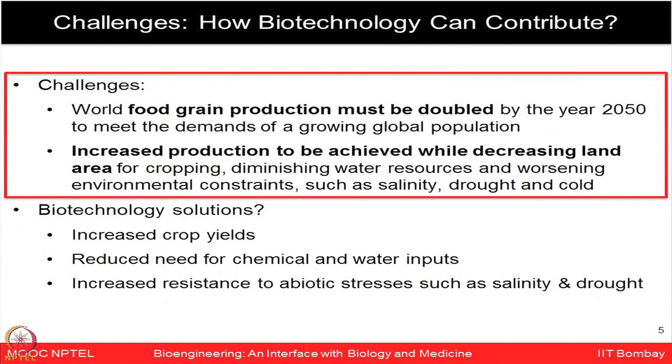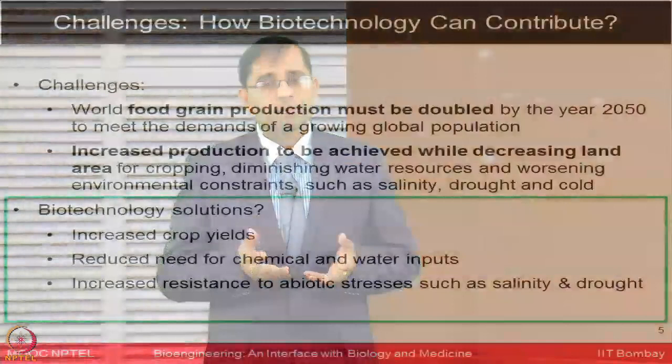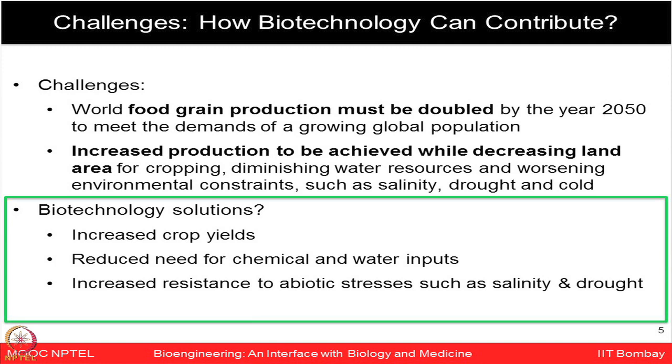So what are the biotechnological solutions available to address this challenge? For example, we can increase the crop yield, we can reduce the need for chemical and water inputs, we have to also increase the resistance of the plants towards abiotic stresses such as salinity and drought. Also, the plant should be more tolerant to various types of insects and pests. So in order to improve the crop traits by using biotechnology, there are a couple of case studies I am going to discuss with you.